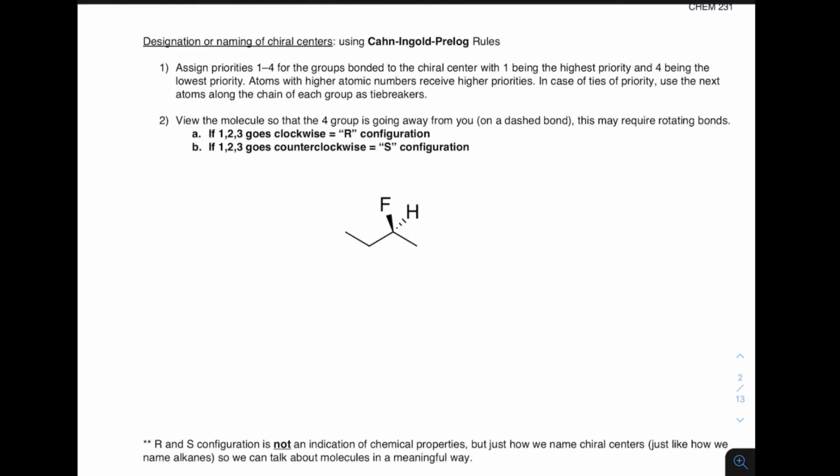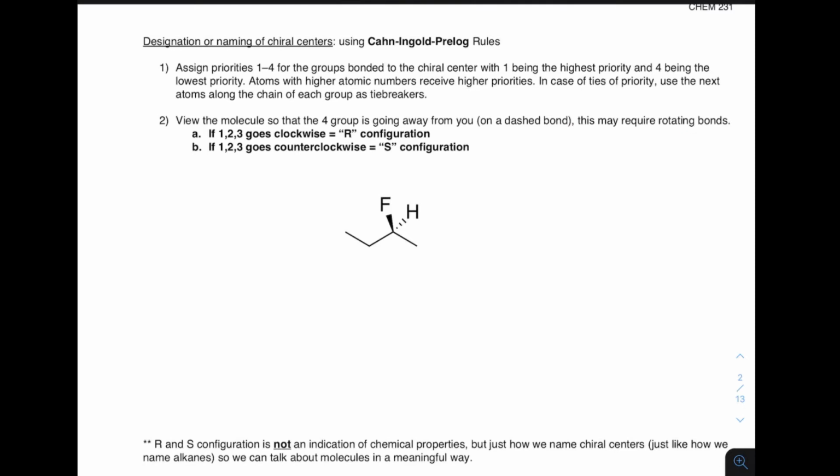Okay? And so when we have a high priority group, that means it has an atom with a higher atomic number. If we have a tie, we use the next atom along the chain as tiebreakers. We have R configuration, where when we number the groups, that numbering goes clockwise. And oppositely, we have S configuration, when 1, 2, 3 goes counterclockwise. Now what's important here is that when we're reviewing the molecule, we need the 4 group to be going away from us on the dash bond. And this might require some rotation of the molecule in order to get that to happen.